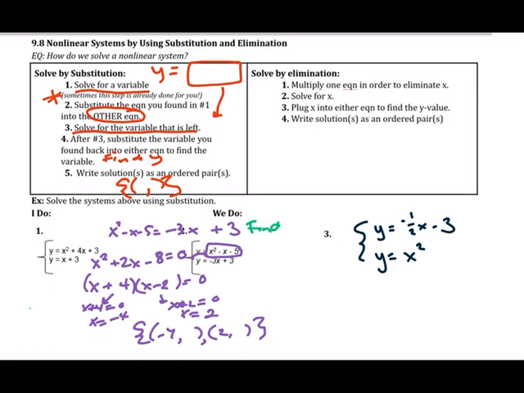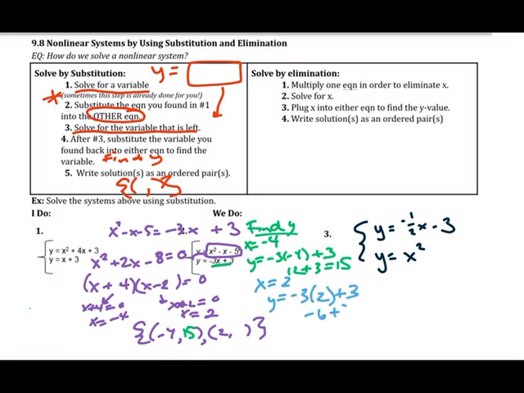So find y. If x is -4, y equals, I'm going to use this equation, -3 times -4 plus 3. 12 plus 3 is 15. So -4, 15. If x equals 2, y equals -3 times 2 plus 3, which is -6 plus 3, which is -3. And we have our two solutions here.